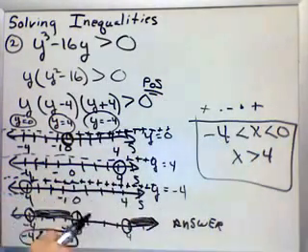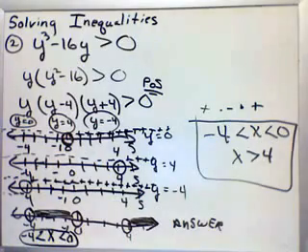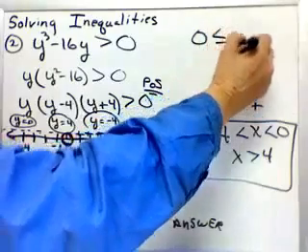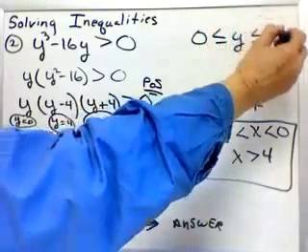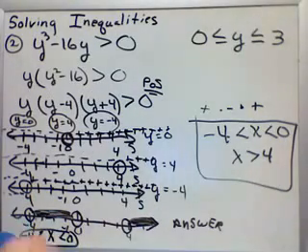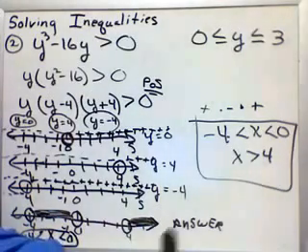And I should have written the inequality answer for the other one, but I forgot. But its answer was 0 less than or equal to y, less than or equal to, I think it was 3. So you can go back and check that if you want.